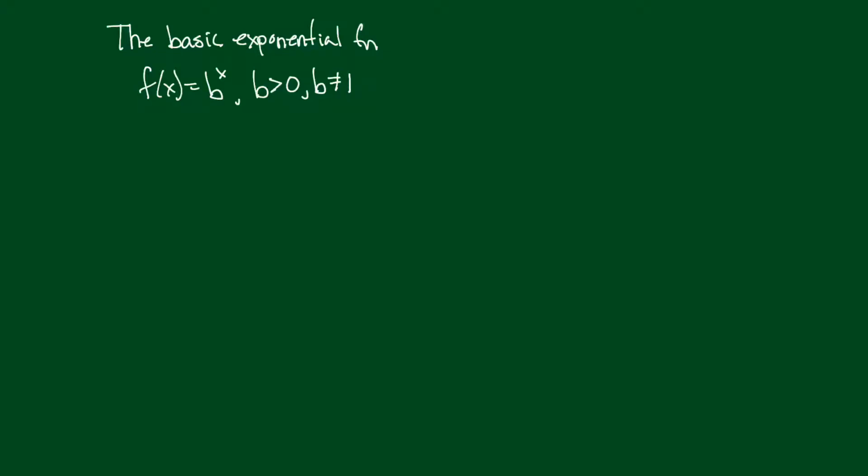So we know what the basic exponential function looks like, right? B to the x, where b is a positive number but not equal to 1. So you have a constant raised to a variable, and the basic one is just b to the x. So I'm going to write the general exponential function.